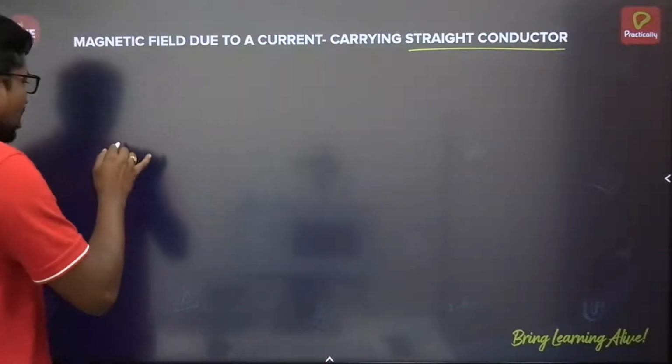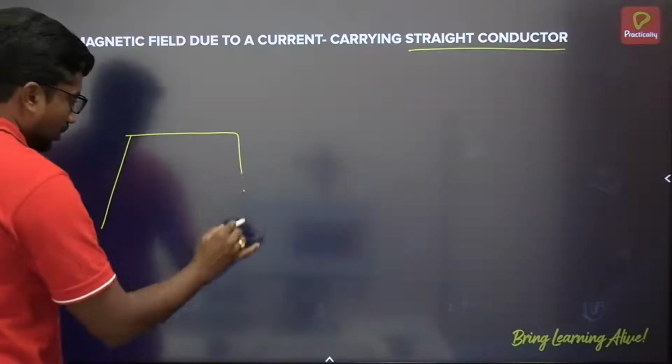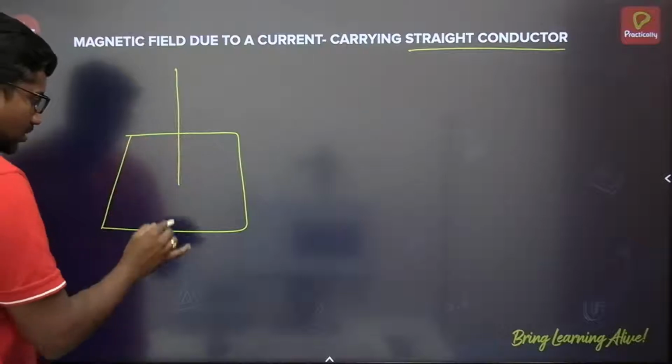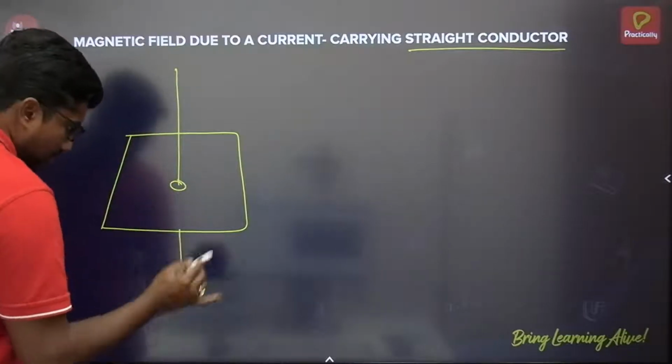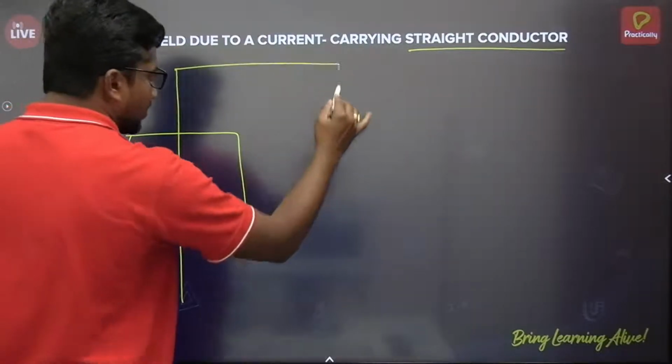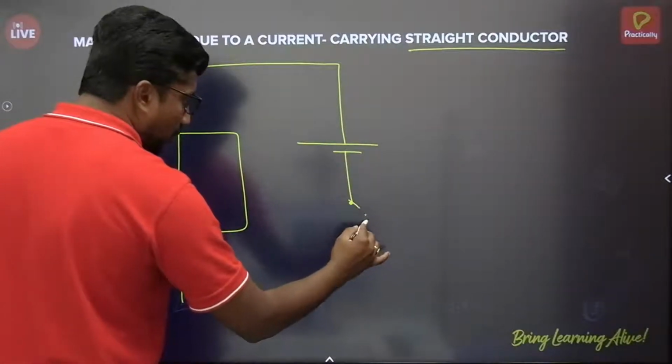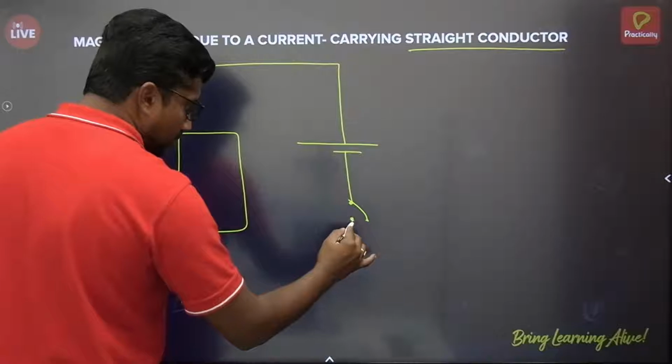Fine, then take a cardboard sheet. Through the cardboard sheet, just pierce the straight conductor as shown in the figure. And now complete this circuit with the help of a switch.